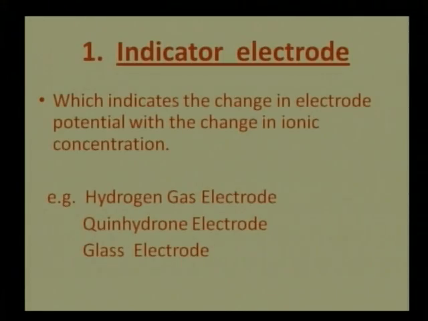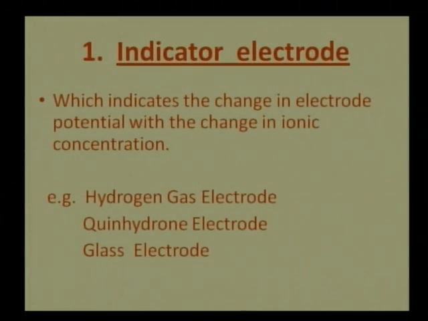Now the third category is according to their properties, indicator electrodes. Indicator electrodes are of three types: hydrogen gas electrode, quinhydrone electrode, and glass electrode.